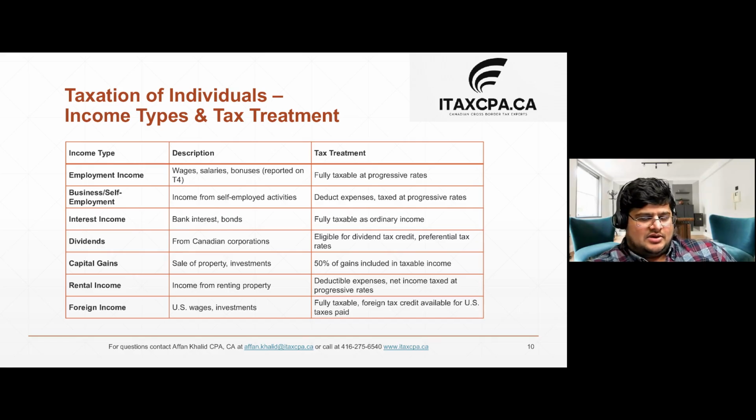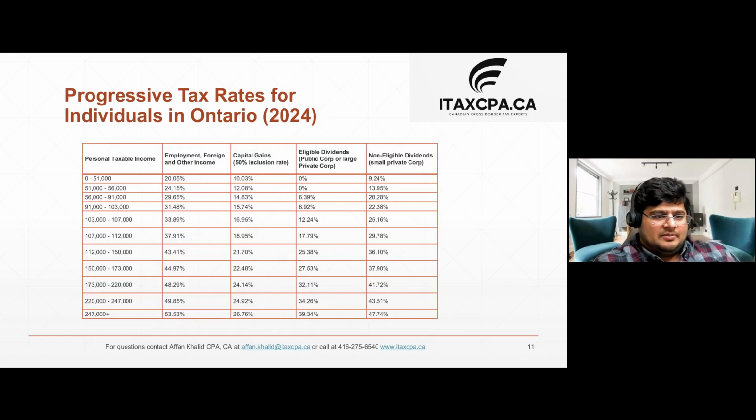Okay, so moving on, I think we've covered all the types in the explanation. So this is the slide for progressive tax rates for individuals in Ontario. These rates are for 2024. And I'm only showing Ontario because that's the province where most of the activity is. It's a financial hub. But if you want the tax rates for other provinces, reach out to me. I'm more than happy to share the rates.